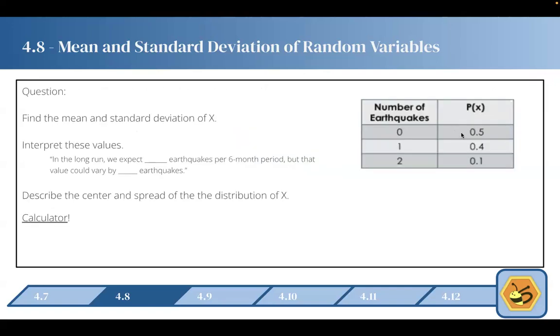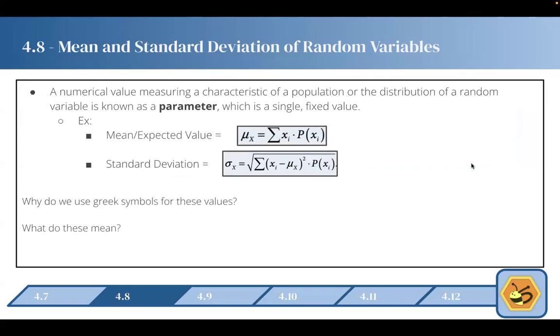So what we would do here is say, well, we're looking at (0.6 minus 0) squared times 0.5, and then (0.6 minus 1) squared times 0.4, and (0.6 minus 2) squared times 0.1. Now you add all those together and you have to square root it. So can somebody remind me why we have to square root it? I think I may have just said it.